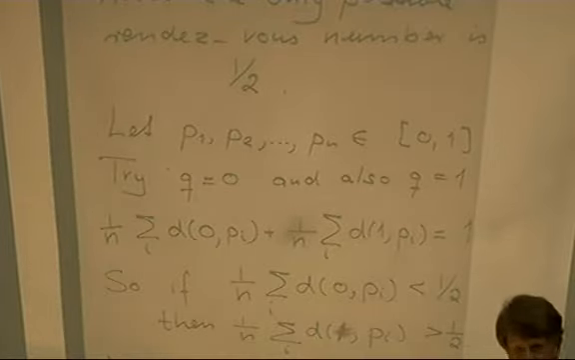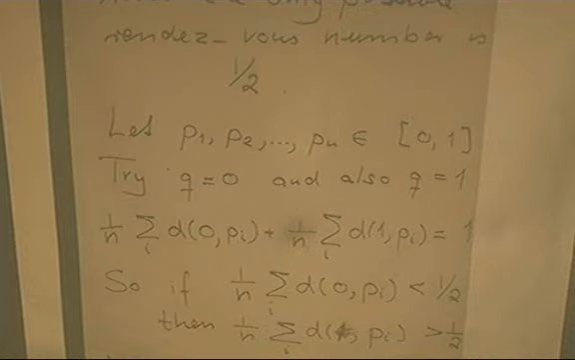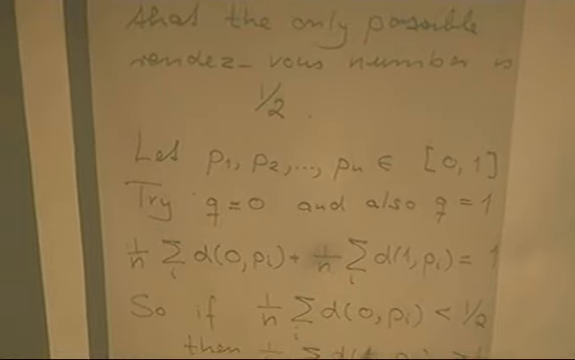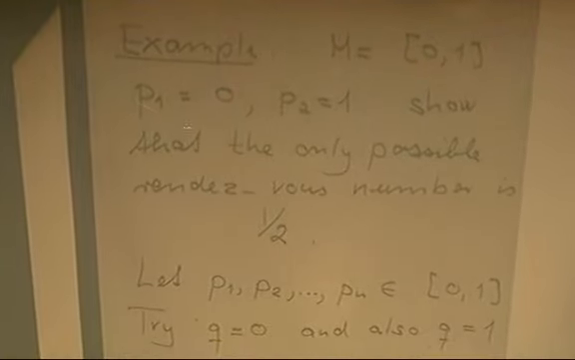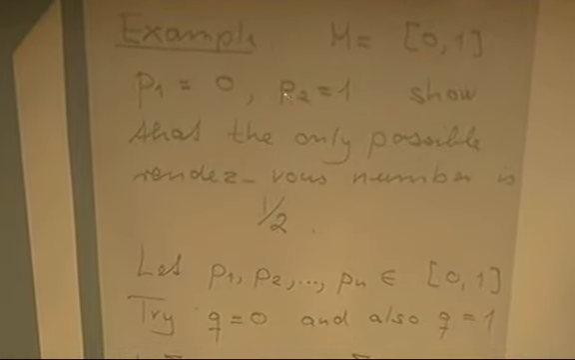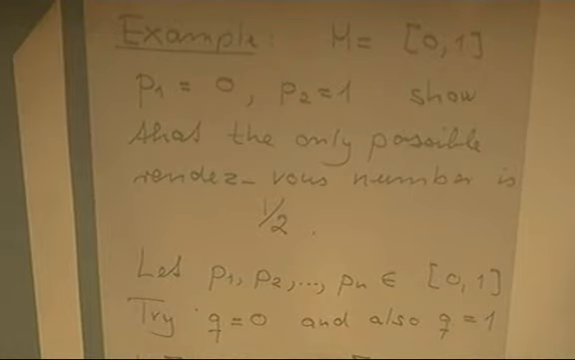And I'm going to prove this by a simple argument. Maybe we should take an example to get used to this concept. Let's try to find the rendezvous number just of the unit interval. Let's see what the rendezvous number is. Well, you might take these 2 points, 0 and 1. And then if you take any third point Q, the average distance to these 2 points will be a half. So this means that if there is a rendezvous number, there is only one possibility, namely a half. It's the only possibility.